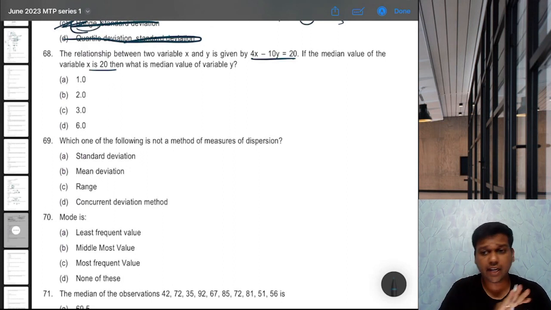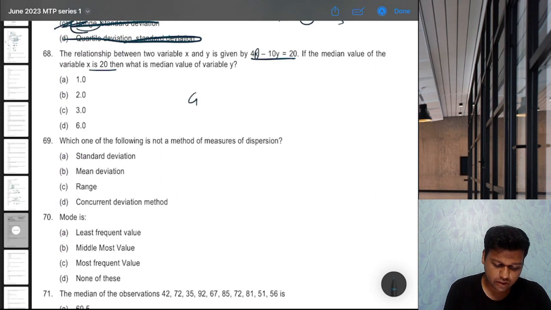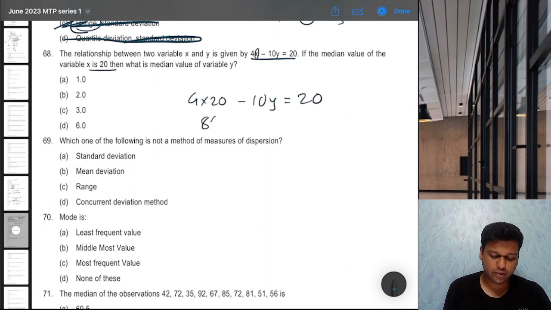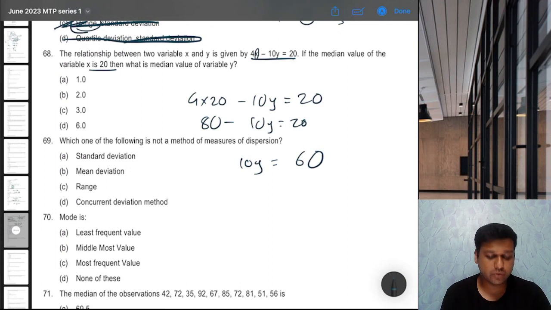So median is affected by both change of origin and change of scale. So we'll just put the value of x here because it is affected by everything. So 4 into 20 minus 10y is equal to 20. So 80 minus 10y is equal to 20. That means 10y is equal to 60. So y is equal to 6. Option D is the correct answer for question 68.